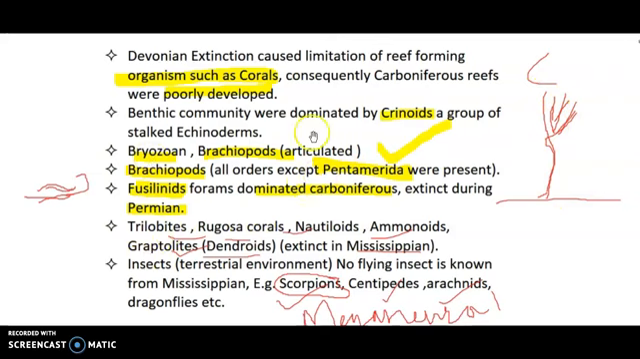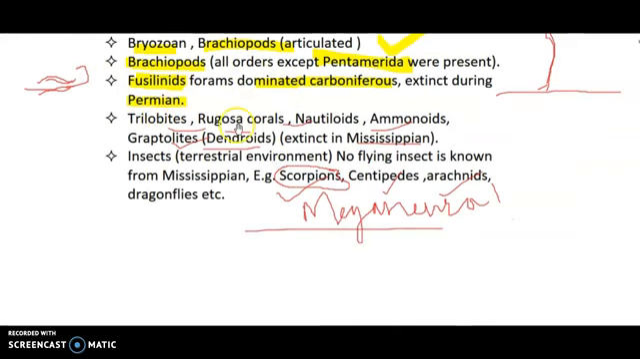Bryozoans and brachiopods were present. If you talk about the brachiopods, all orders were present except Pentamerida. Now talking about microfossils, Foraminifera such as fusulinids came in the Carboniferous period and became extinct during the Permian. Fusulinids are benthic Foraminifera. Trilobites and rugose corals, also known as horn corals, nautiloids, ammonoids, and graptolites were present.